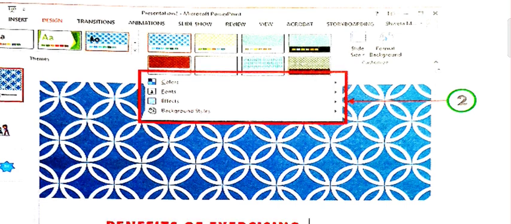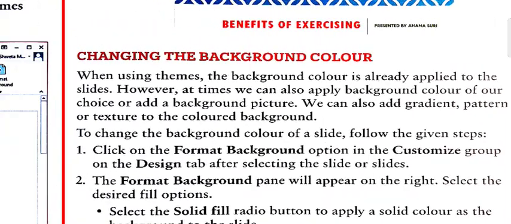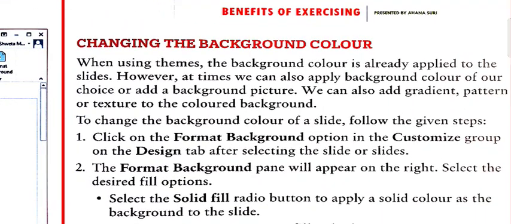Next is changing the background color. When using themes, the background color is already applied to slides. However, at times we can also apply a background color of our choice and add a background picture. We can also add gradient, pattern and texture to the background.